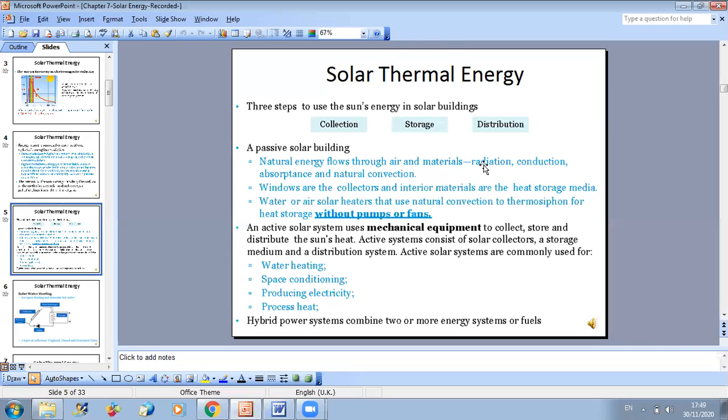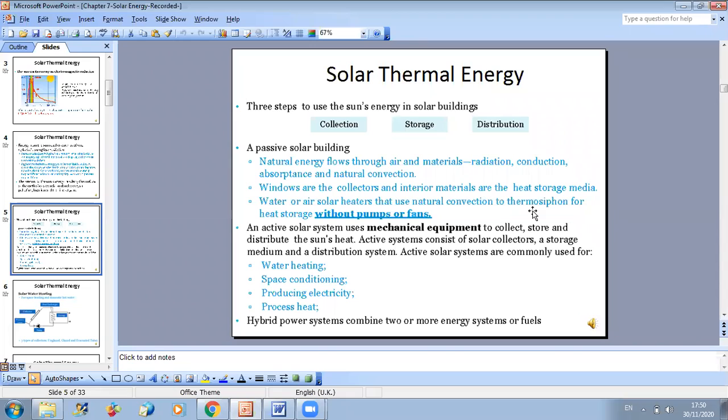So an active solar system will use mechanical equipment to collect, store, and distribute the sun's heat. Active systems consist of solar collectors, a storage medium, and a distribution system. Active solar systems are commonly used for water heating, space conditioning, production of electricity, and process heat.